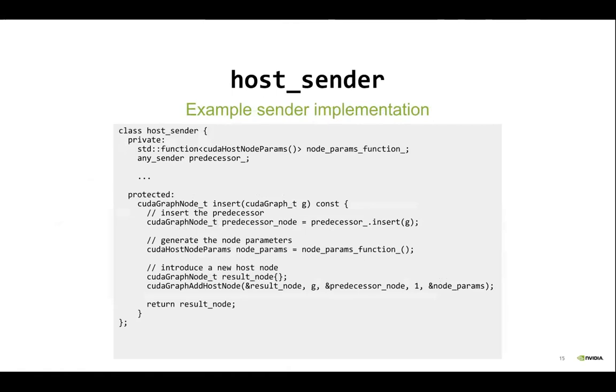Next, I take that node params function and call it to actually generate the parameters for this node. And then finally, I can introduce the host node, talk to Cuda Graphs through this Cuda graph add host node call, describing how the node relates to its predecessors, and I give it the node parameters. Then I finally return the Cuda graph node that this call produced. So anything that depends on this Cuda graph node can use it in its insert call. So the whole thing proceeds recursively as we're traversing this graph of senders through this insert function.